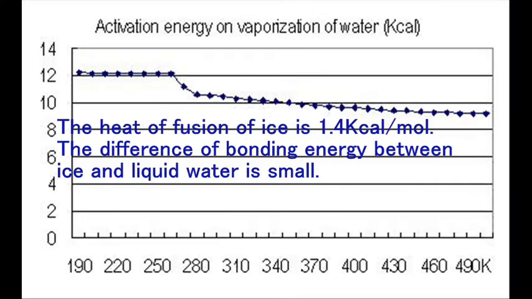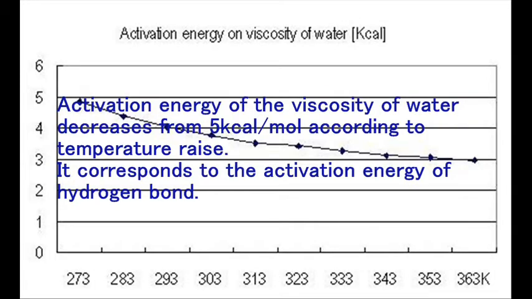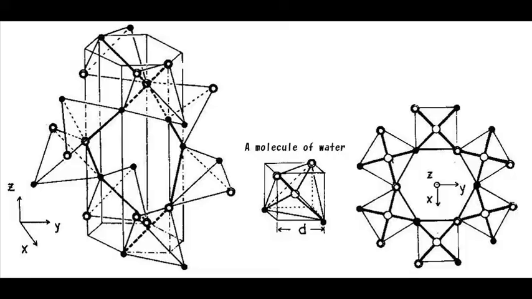The heat of fusion of ice is 1.4 kilocalories per mole. The difference of bonding energy between ice and liquid water is small. The activation energy of the viscosity of water decreases from 5 kilocalories per mole according to temperature rise. It corresponds to the activation energy of hydrogen bonds.